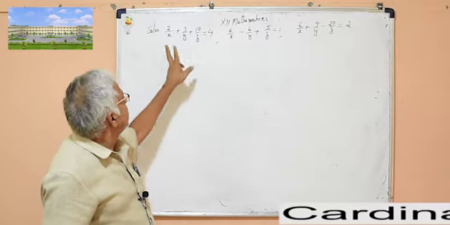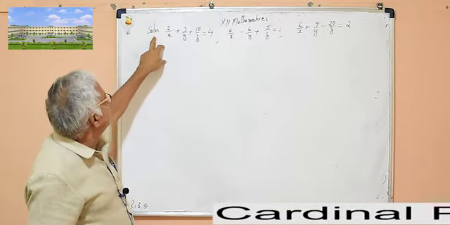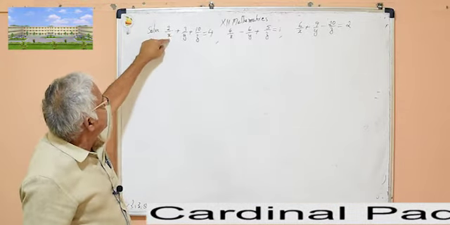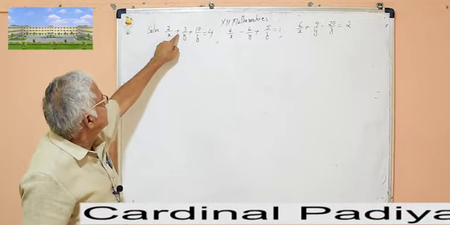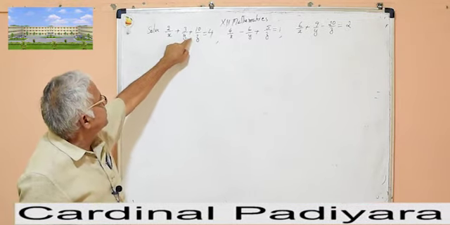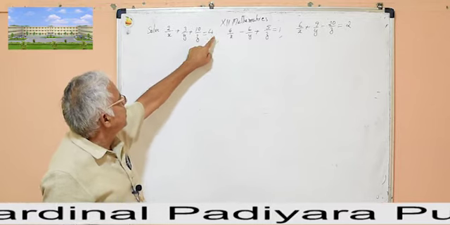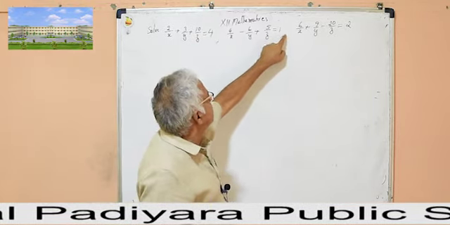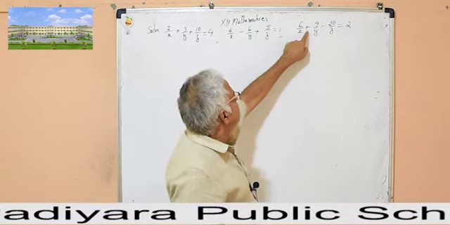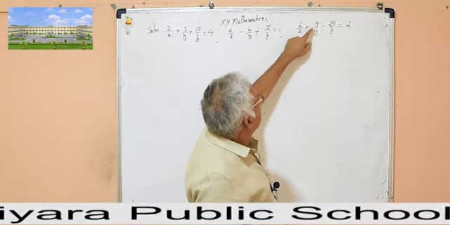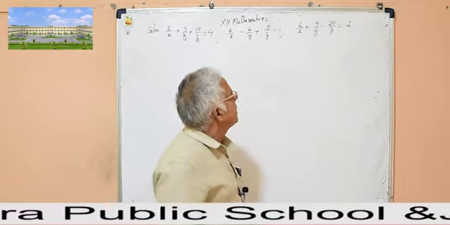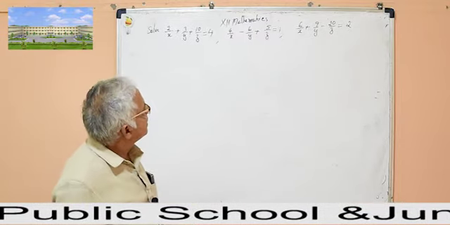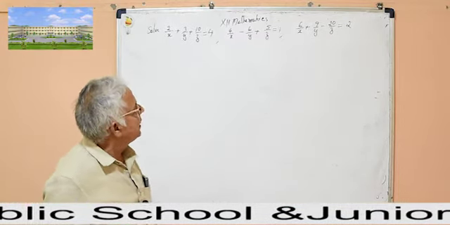Today let us solve another one: 2/x + 3/y + 10/z = 4, 4/x - 6/y + 5/z = 1, 6/x + 9/y - 20/z = 2. Here the variables are in the denominators.